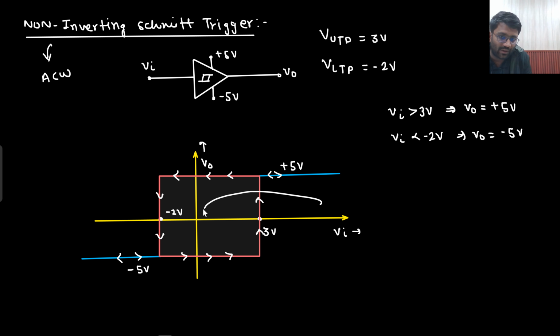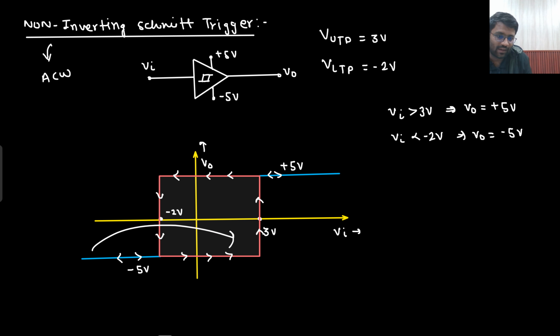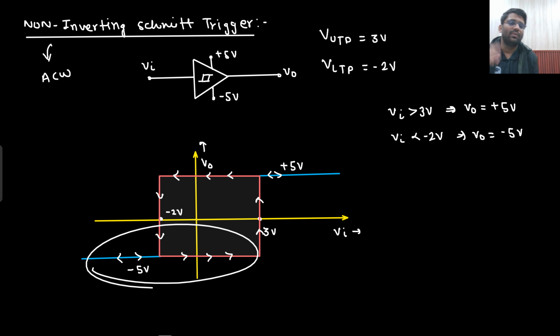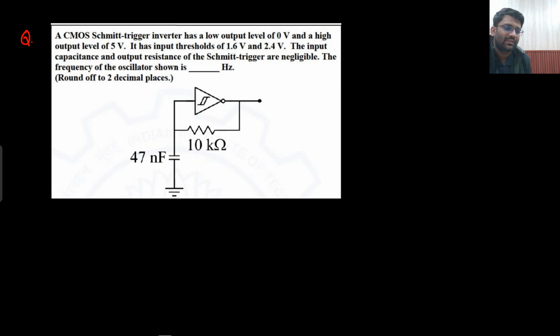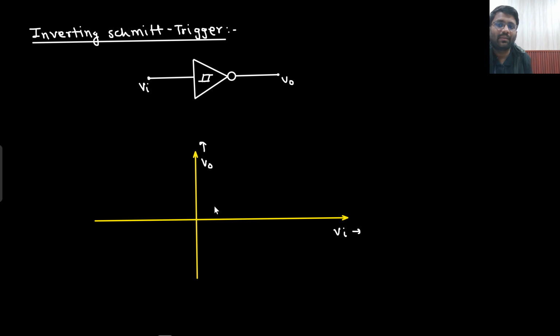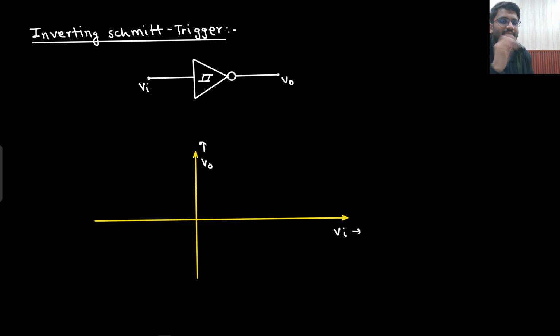If I am moving from higher voltage to lower voltage, then I will follow this particular characteristic. If I am moving from lower to higher, then I will follow this particular characteristic. This is the meaning of non-inverting symmetric trigger. But in the examination, inverting symmetric trigger was mentioned. So let's understand about inverting symmetric trigger now.